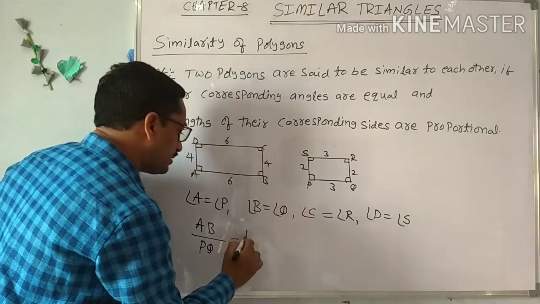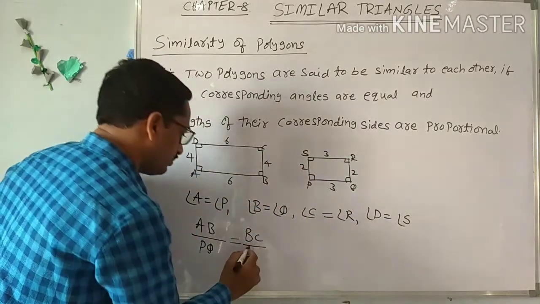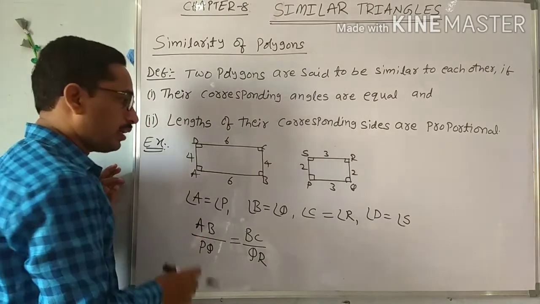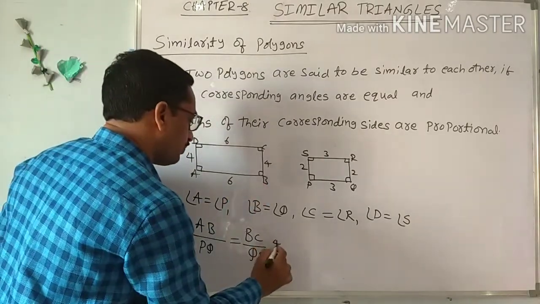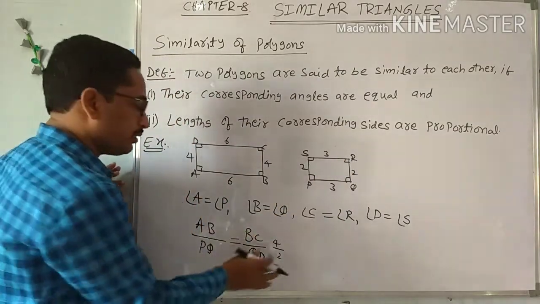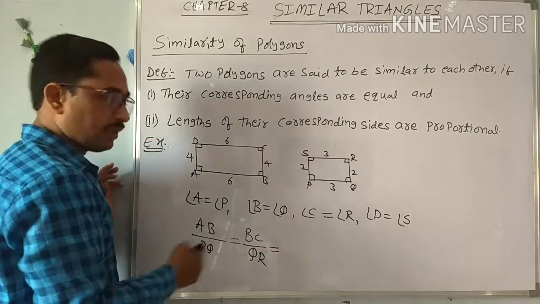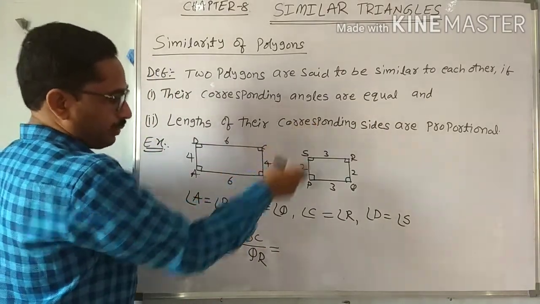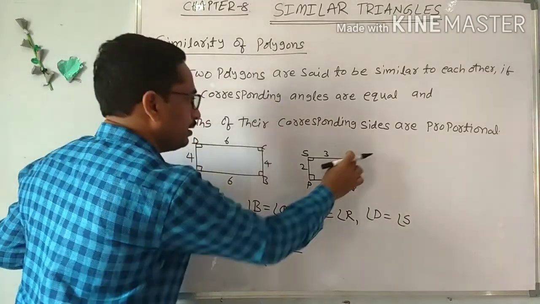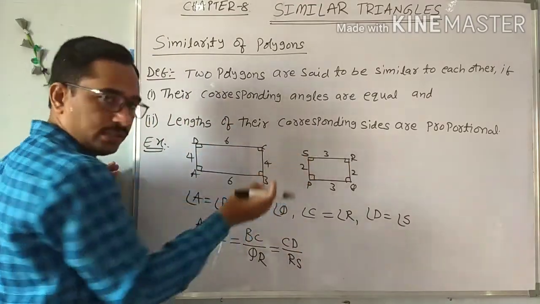Next, the side BC by its corresponding side QR. Check whether it is equal to 2 again or not. BC length 4 by QR length 2, which is again 2. So again the same, this is also equal to CD, the third side, by the third side RS. Check again: 6 by 3 means again 2.